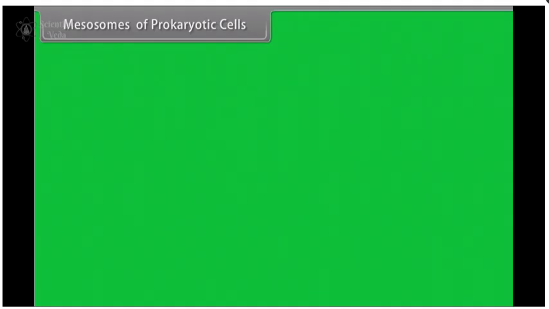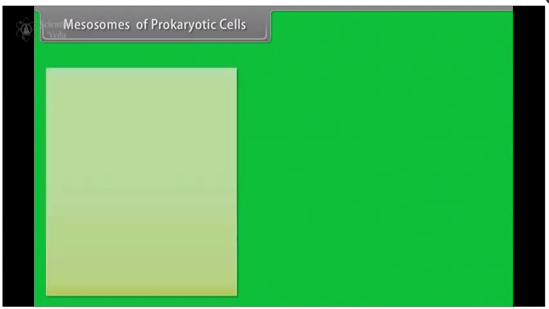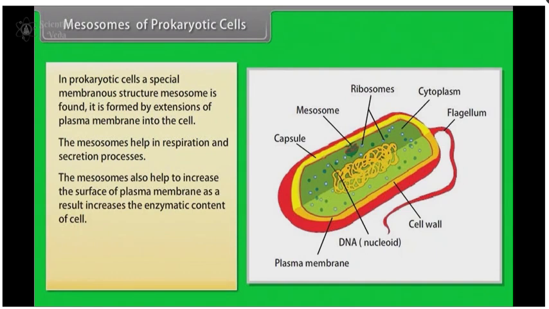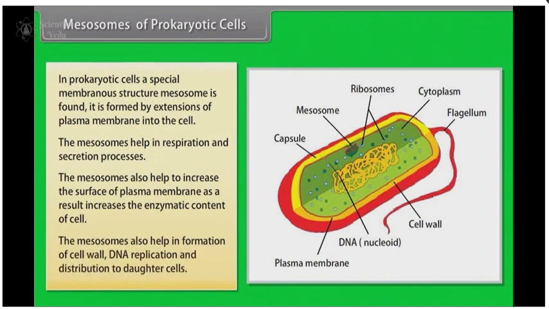Mesosomes of prokaryotic cells. In prokaryotic cells, a special membranous structure, mesosome, is found. It is formed by extensions of plasma membrane into the cell. The mesosomes help in respiration and secretion processes. The mesosomes also help to increase the surface of plasma membrane. As a result, they increase the enzymatic content of cell. The mesosomes also help in formation of cell wall, DNA replication, and distribution to daughter cells.